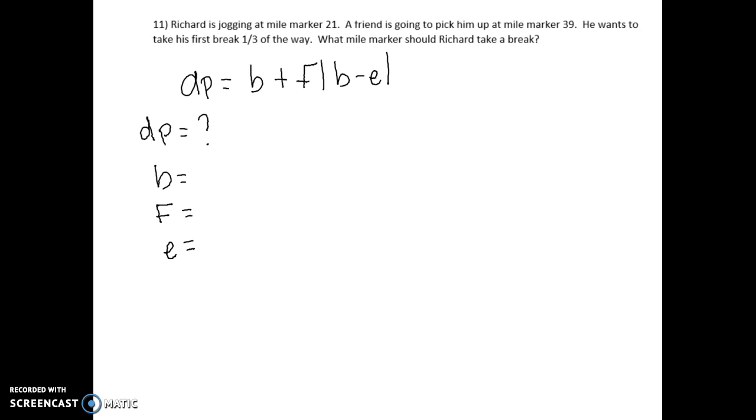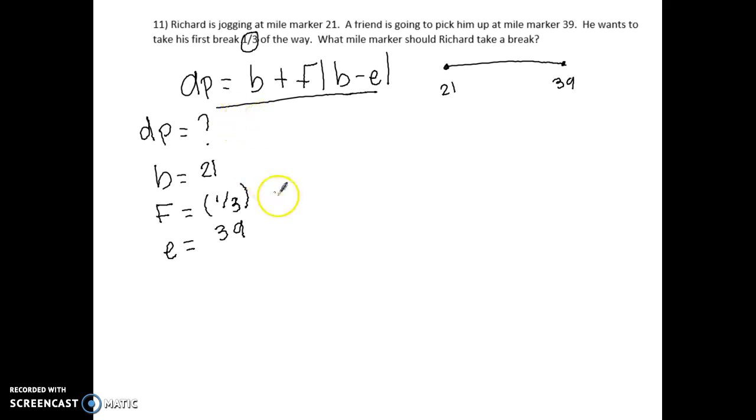Alright, so this question is a one-dimension question. It says Richard is jogging at mile marker 21. So he starts at 21 and he wants to be picked up at mile 39. And he wants to take a break 1/3 of the way. So we begin at mile 21. Our fraction is 1/3. And our endpoint is mile 39. So let's go ahead and replace this equation with what we know.